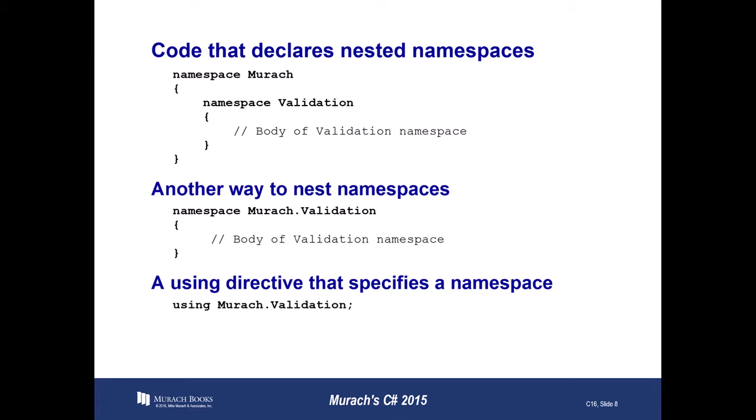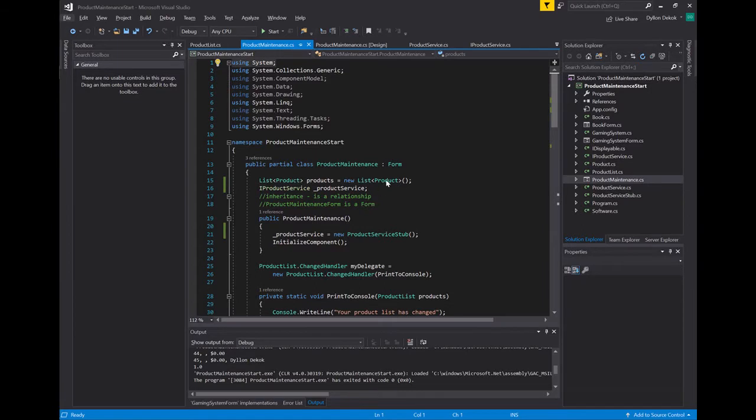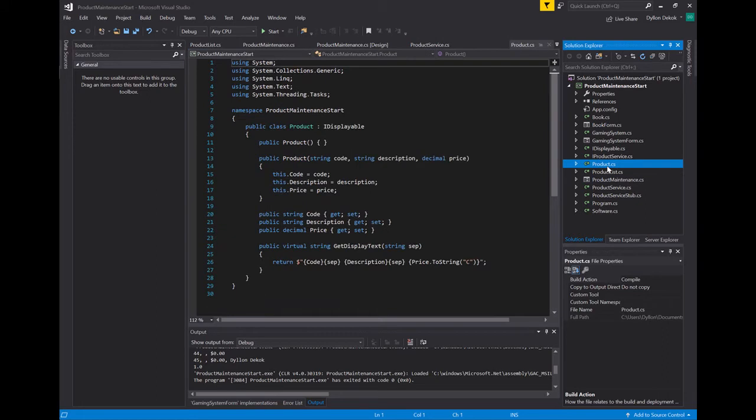Here's a way to nest namespaces if you want to. Here's a using directive that specifies a namespace that I just showed previously. And here's some XML documentation you can put at the top of your classes. You can put a summary: provides static methods for validating data. I believe there is a shortcut to do this in Visual Studio. Let's go to Visual Studio and see. Let's go to our product class, since that's one we created.